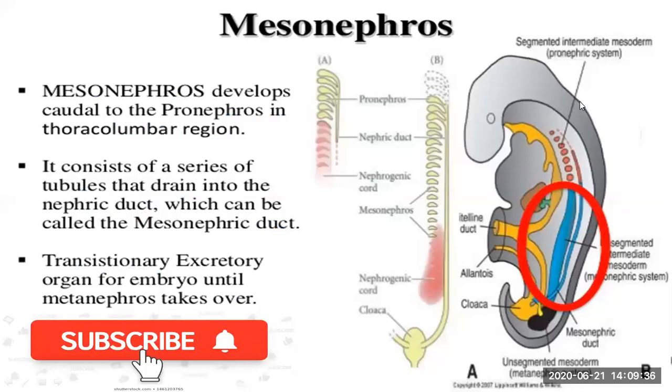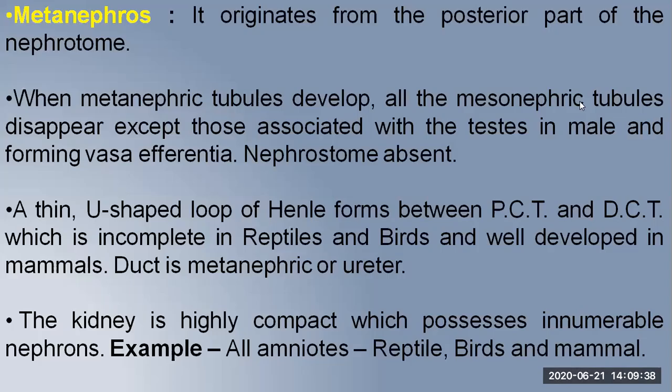Now the next is the metanephros, which is the recent and functional kidney in the vertebrate, and it is found in the amniotes, basically reptiles, birds and mammals.